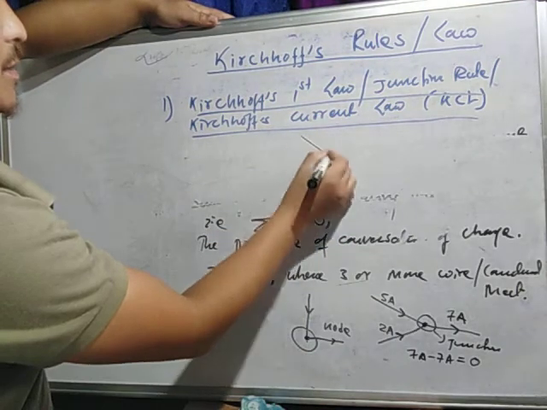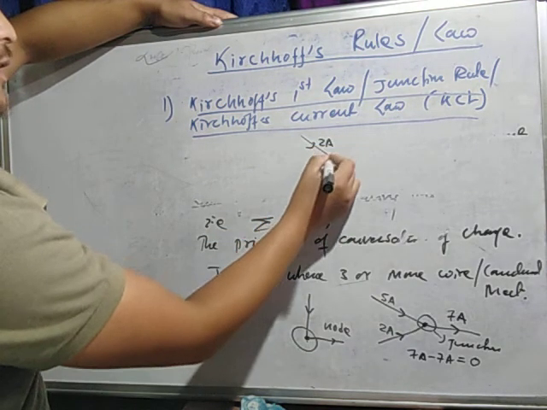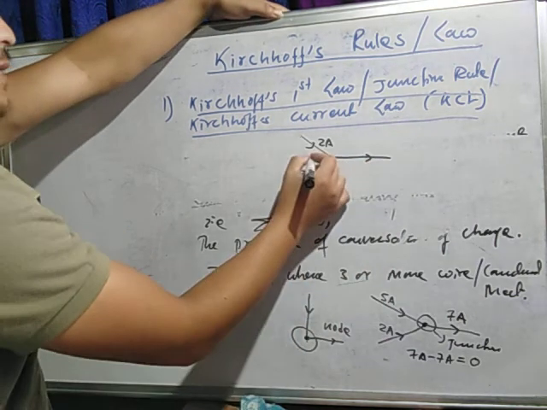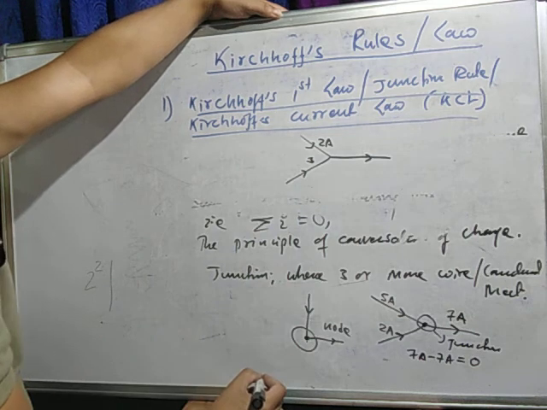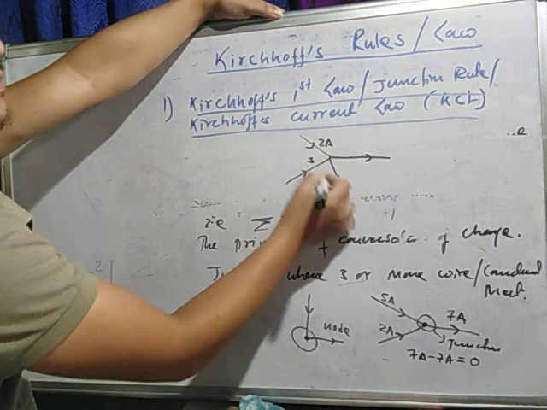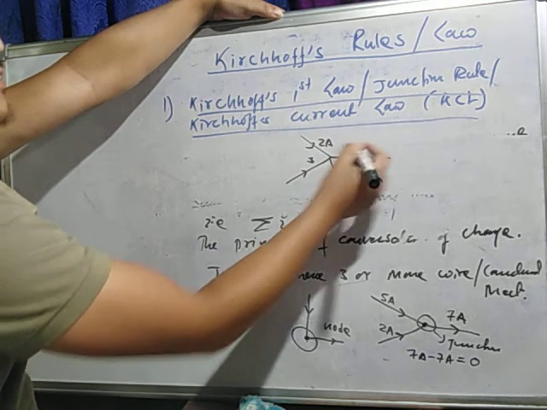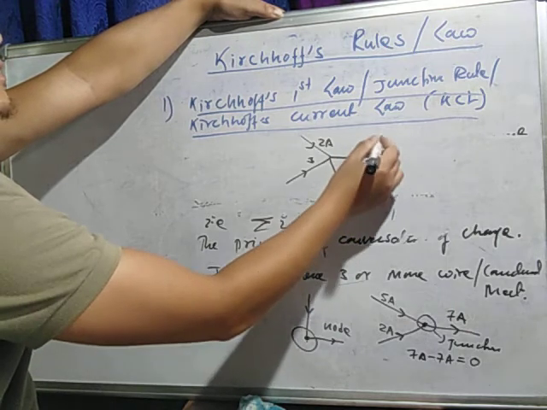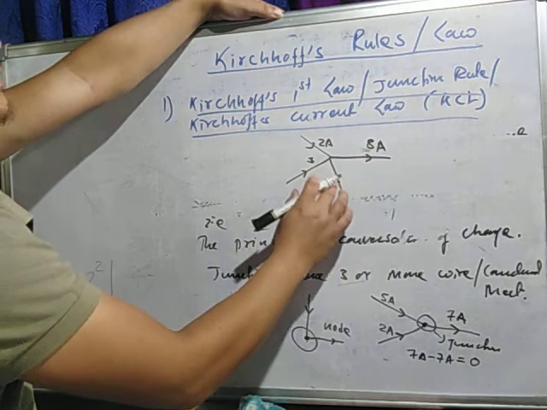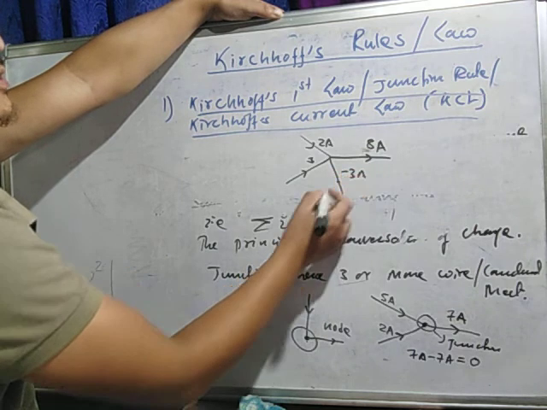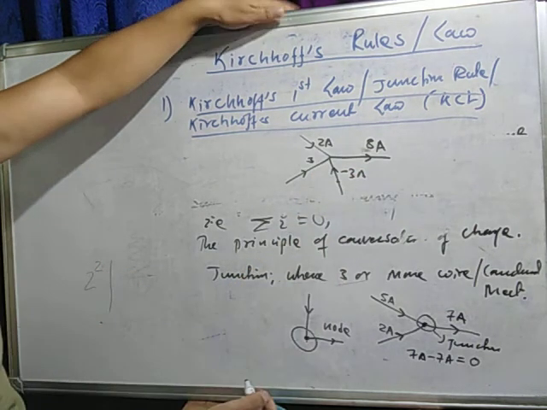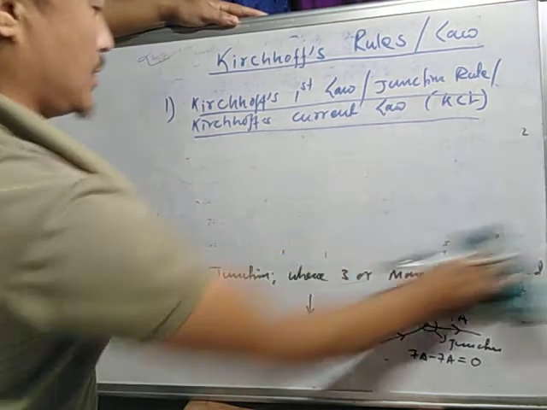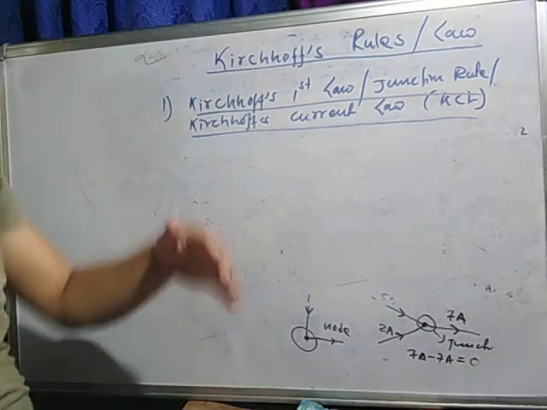How will you understand that? See, if this is my 2 ampere and this is my 3 ampere coming in, and this is also going out from the junction, and this is your 8 ampere, then what should this be? This should be minus 3 ampere. So the sign gives you the direction of current. So current entering a junction equals current going out of the junction.